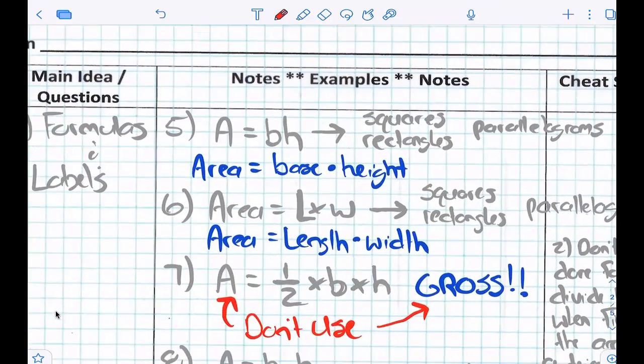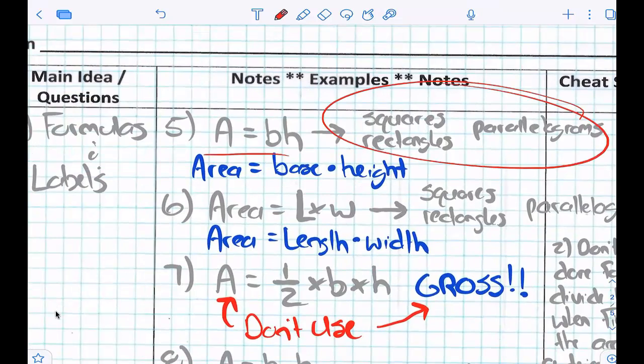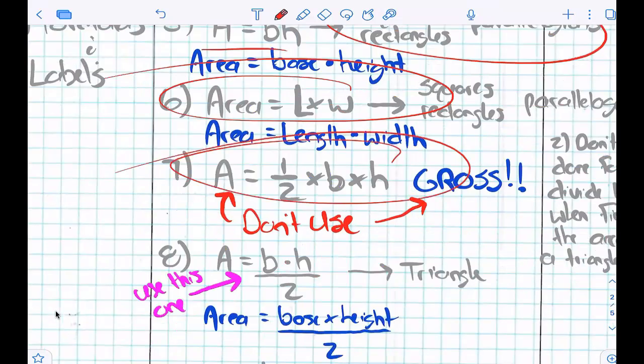Okay, area equals base times height. That is for what three shapes? Squares, rectangles, and parallelograms. Base times height could also be called length times width. This formula is what? Gross. It's gross. Say gross.